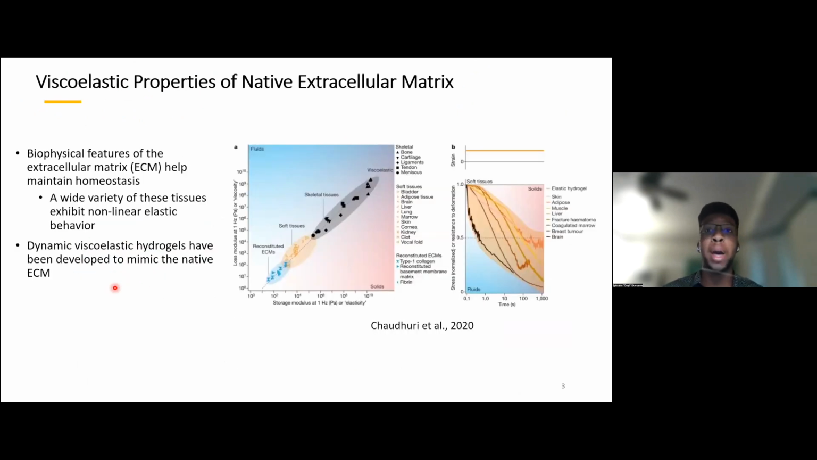A brief background of the project. The ECM of a variety of native tissues, such as the skin, muscle, and liver, has this nonlinear elastic behavior. That means they're neither fully fluid nor fully solid. They have this viscoelastic behavior that allows them to adapt to things like mechanical deformation and matrix remodeling. Harnessing that viscoelasticity in the construction of biomaterials presents a route to mimic that native ECM that will enable biophysical control of cell spreading, proliferation, and migration.